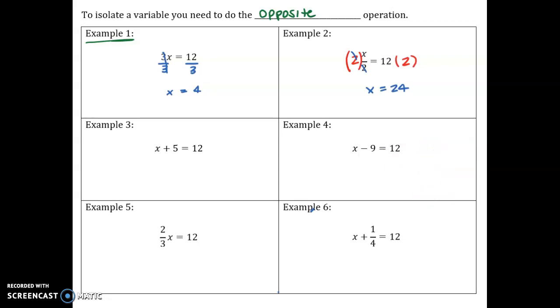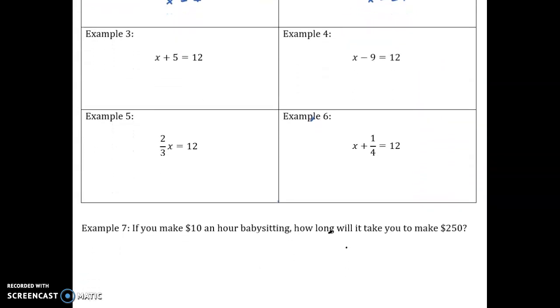In example 3 and example 4, we deal with adding and subtracting. Example 3, we have x plus 5 equals 12. So to get rid of the adding 5, I have to subtract 5 from both sides. So 12 minus 5, that's 7. And again, if you're checking yourself, 7 plus 5, if you plug it back in, is in fact 12.